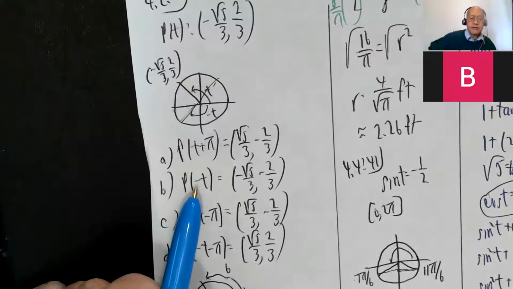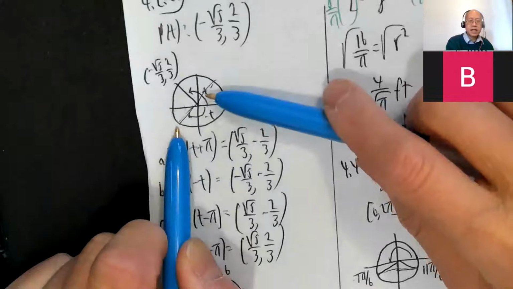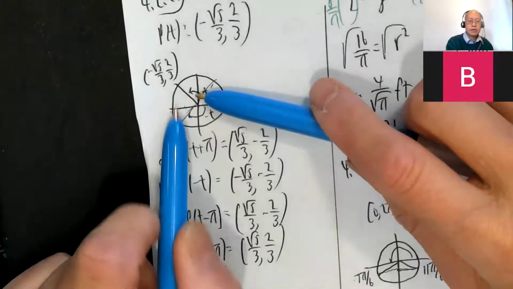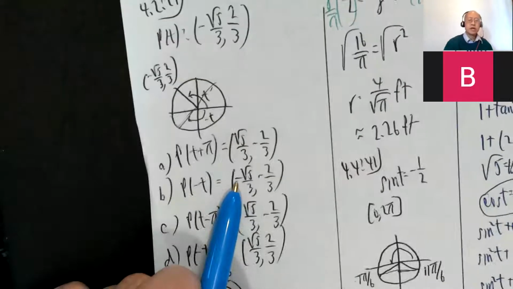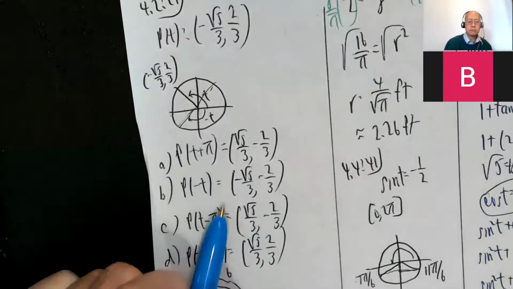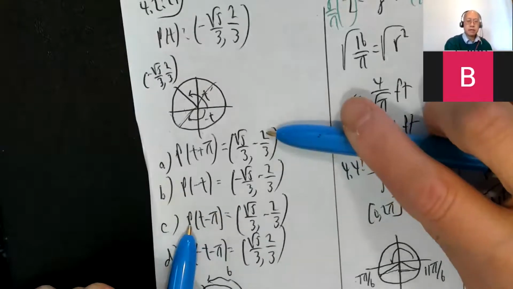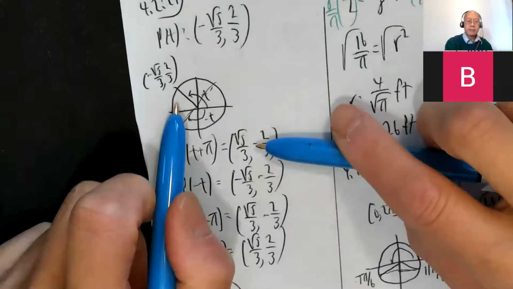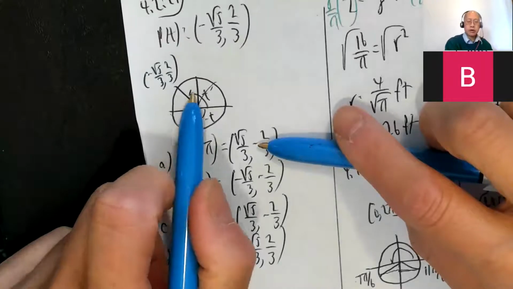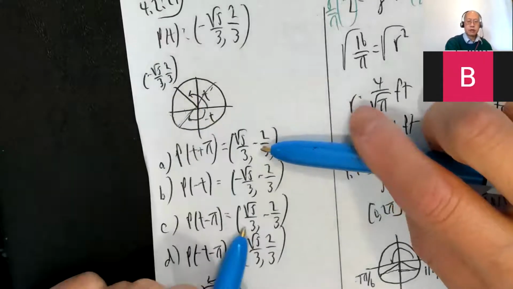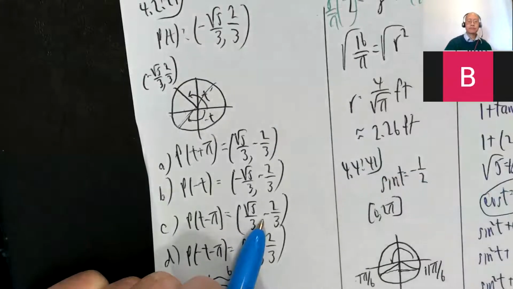P of negative T, that's over here. So I'm going to have the same x coordinate, but the opposite y coordinate. So that would be negative radical 5/3, negative 2/3. C is going to have the same answer as A. A, you add pi, you end up 180 degrees off. If you subtract pi, you're going the other way, but you're still going to be 180 degrees off. So same answer as A, radical 5 over 3, negative 2/3.